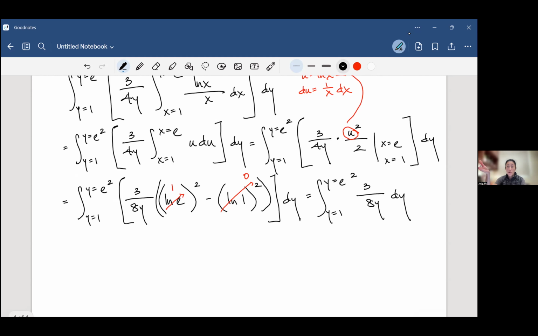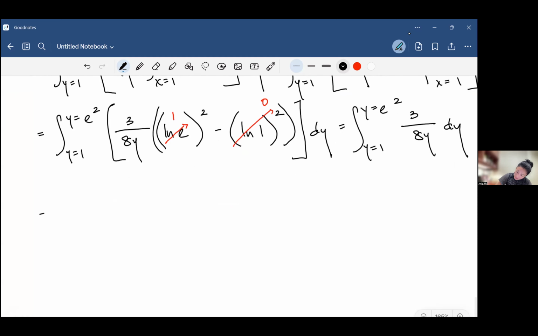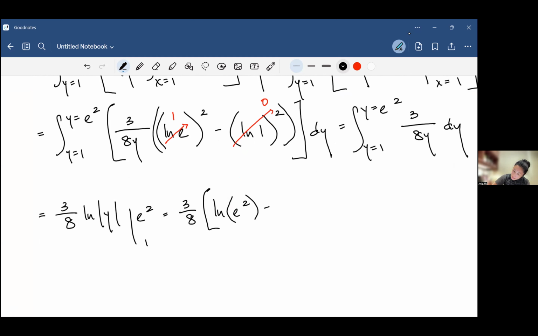We end up with 1 over y. And we know that the integral of 1 over y is just natural log of y. So that gives us 3 over 8 natural log of the absolute value of y. I'm going to plug in e squared, and I'm going to plug in 1. And this gives us 3/8 times natural log of e squared minus natural log of 1.